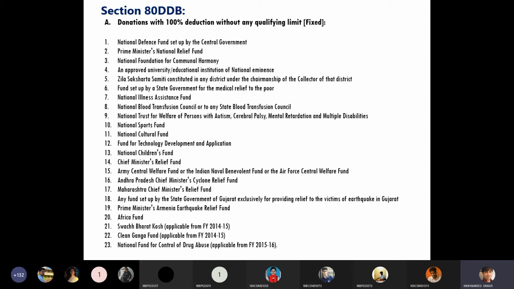So these are the 23 funds that fall under category A. That means if you're giving donation to any of these 23 funds, whatever amount you donate, you'll be able to claim that as a full deduction.